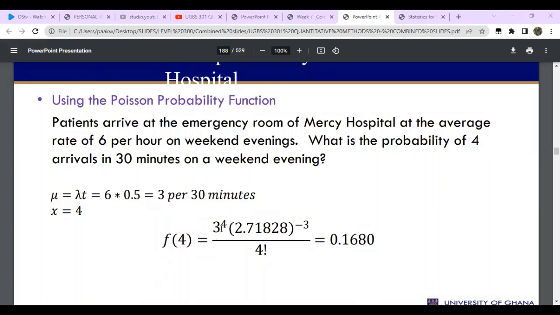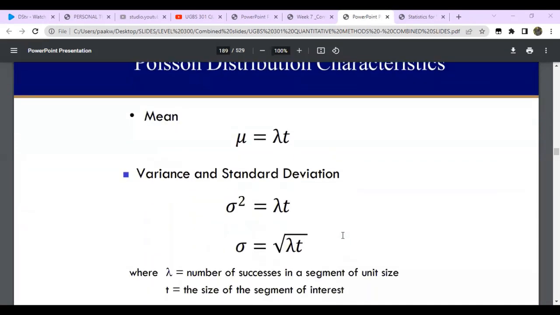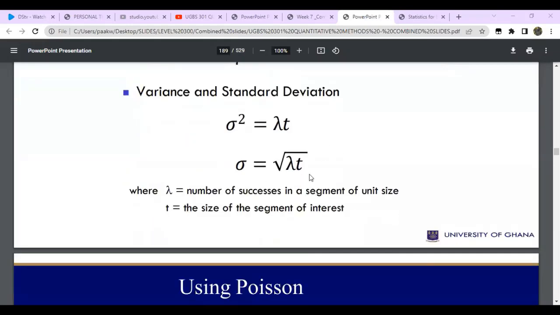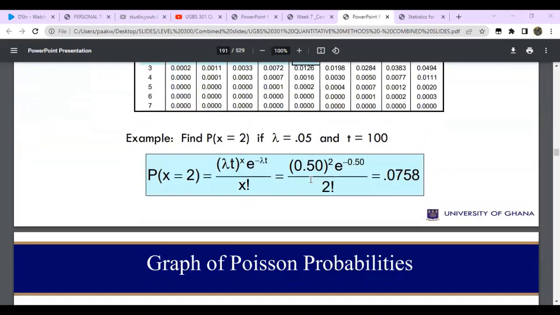So we know the formula to be mu raised to the power x multiplying e, so the e, when you punch it on the calculator, that's what you get, raised to the power negative mu all over x factorial. That one should give you the probability under the Poisson. So this is the mean, variance, standard deviation here, right? So you can use the Poisson tables as well, right?